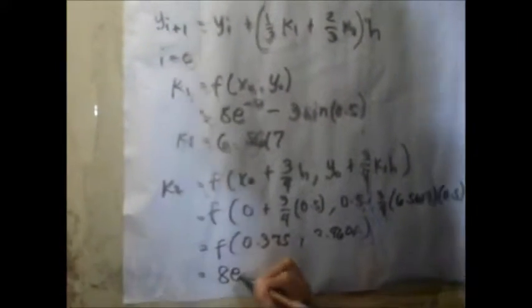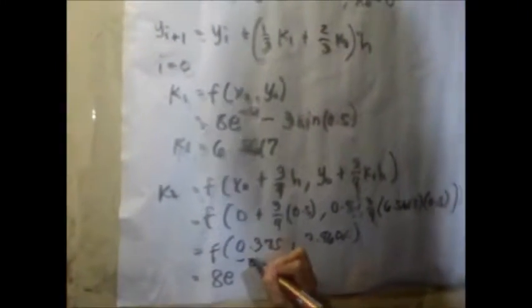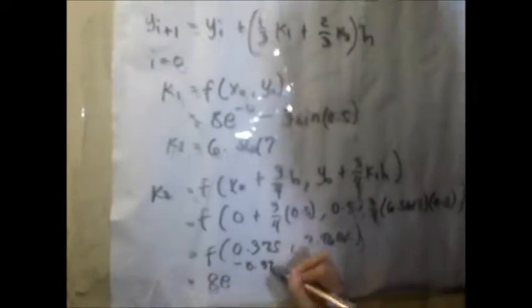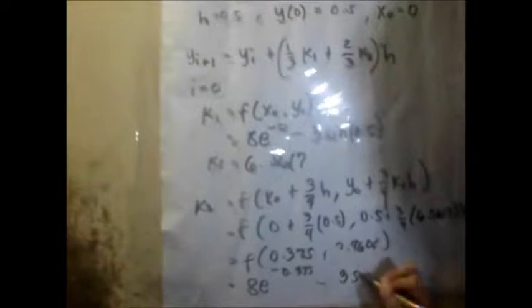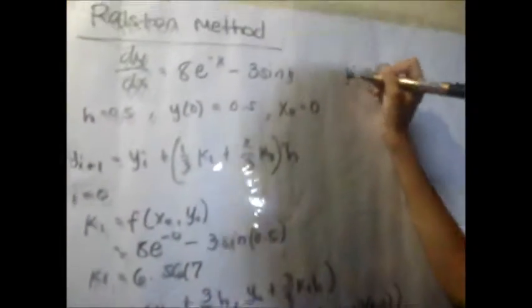So again, substitute these values: 8 e raised to negative 0.375 minus 3 sine quantity 2.9606. So again, we have the value of 4.9583. Now we can substitute those values to the general equation.